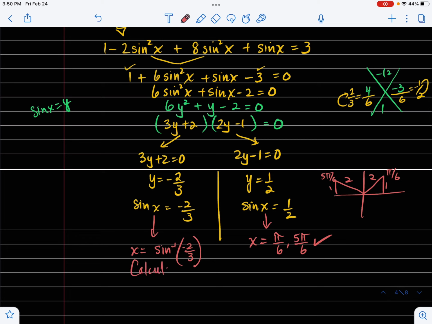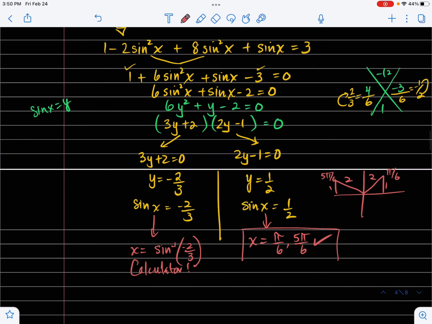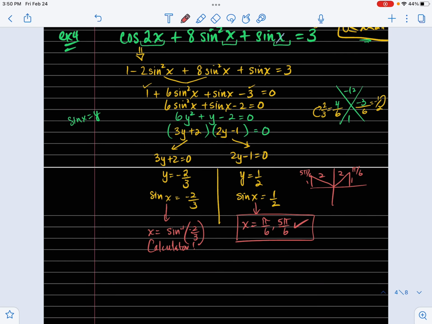But don't worry about this part. Those two are calculator answers. You won't have this on the test or quizzes yet. Anyway, there should technically be 4 answers, but we found 2 of them. The other 2 will be decimal answers.